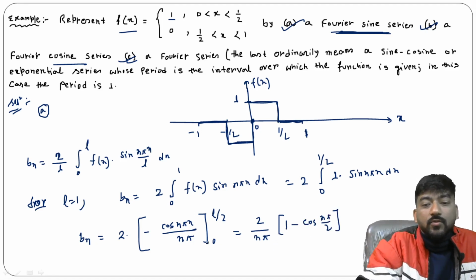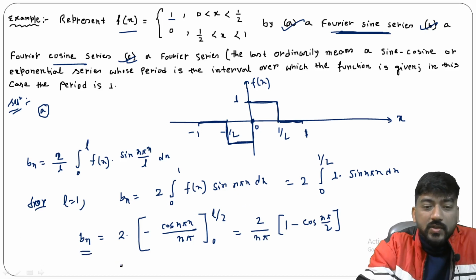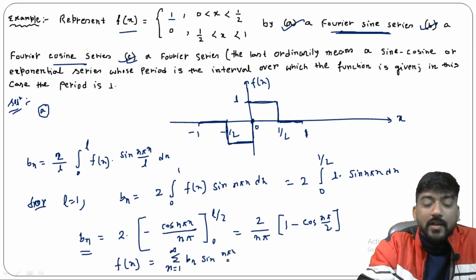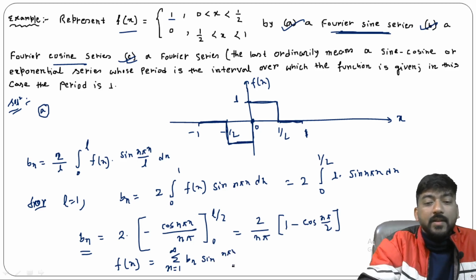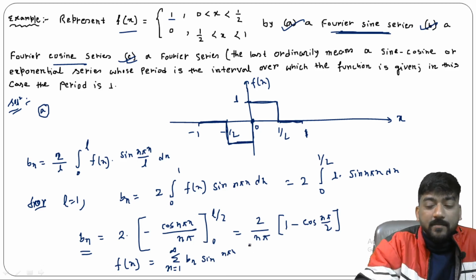Now if you put n equal to 1, 2, 3, 4, you will get the values of bn. Your series will be the sum from n equal to 1 to infinity of bn sine n pi x by L, and L is 1, so it will be simply bn sine n pi x. Putting n equal to 1, 2, 3, you will get sine pi x, sine 2 pi x, sine 3 pi x. So do it yourself and you will get the series.